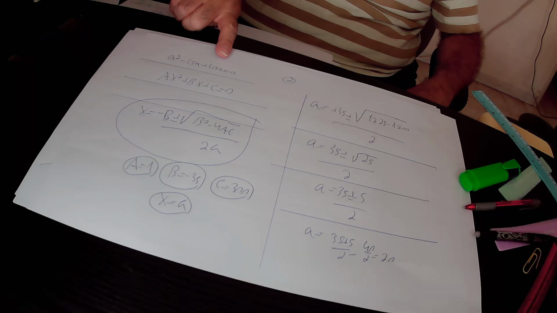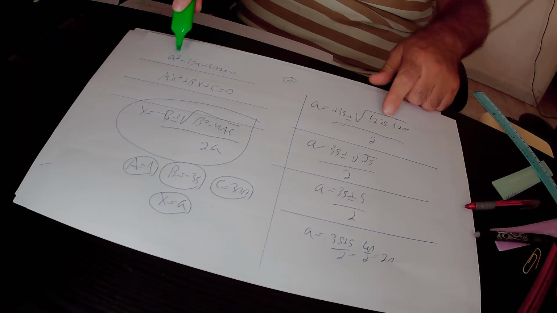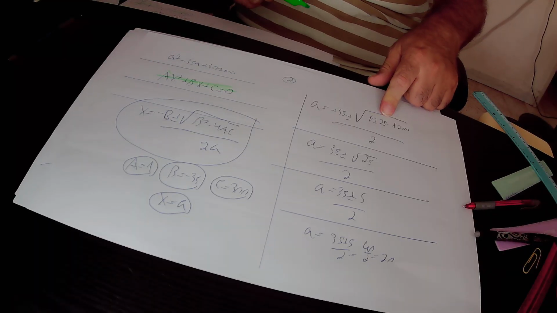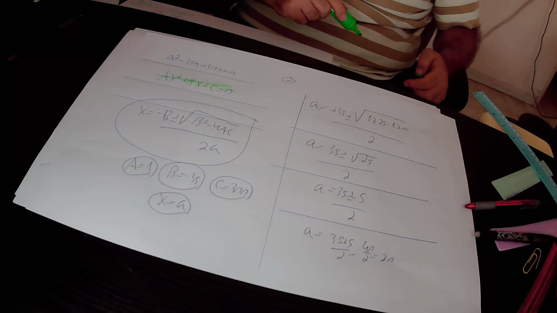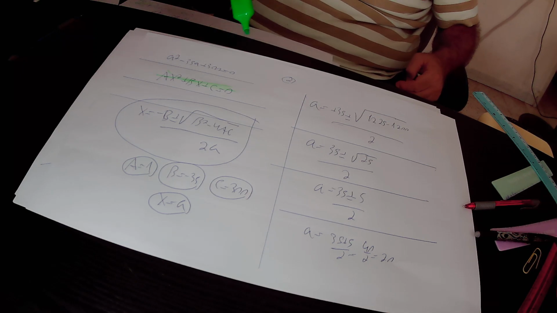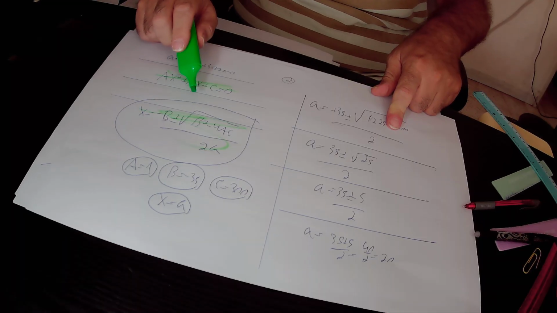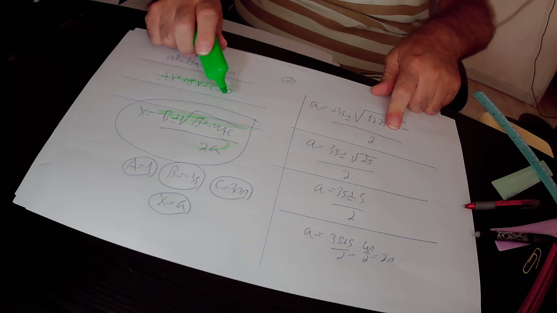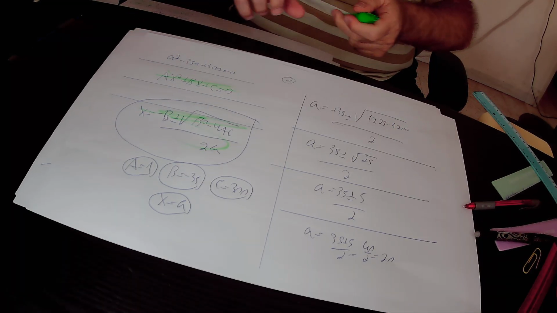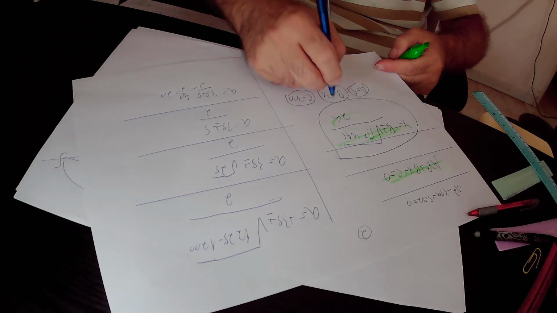So this is a quadratic equation, and the general form of a quadratic equation is ax squared plus bx plus c equals 0. A, b, and c are the coefficients of this quadratic equation, and x is the variable that we are looking for. We find the value of x according to the following formula: x equals minus b plus or minus the square root of b squared minus 4 times a times c, over 2a.